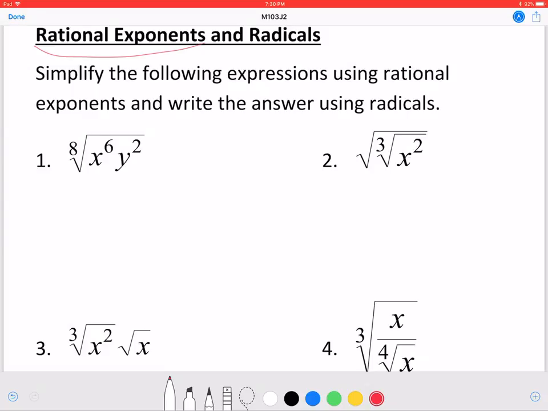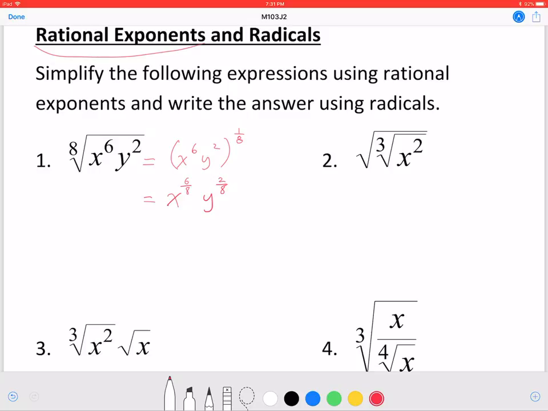Number 1, you see the problem. I'm going to rewrite this in a form where we are using rational exponents. Inside the radical is x to the 6, y to the second power, and the whole thing is to the 8th root. So that is now equivalent in that form. One of the rules of exponents: we multiply that 1/8 by the two exponents inside, and that will become x to the 6 over 8, y to the 2 over 8.